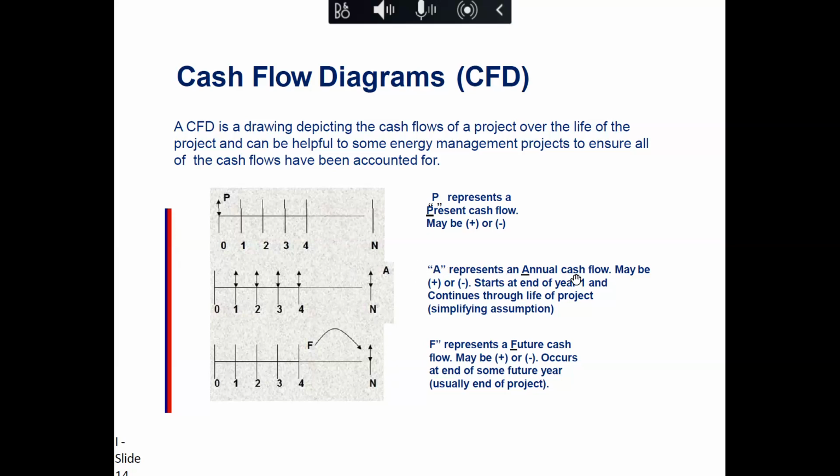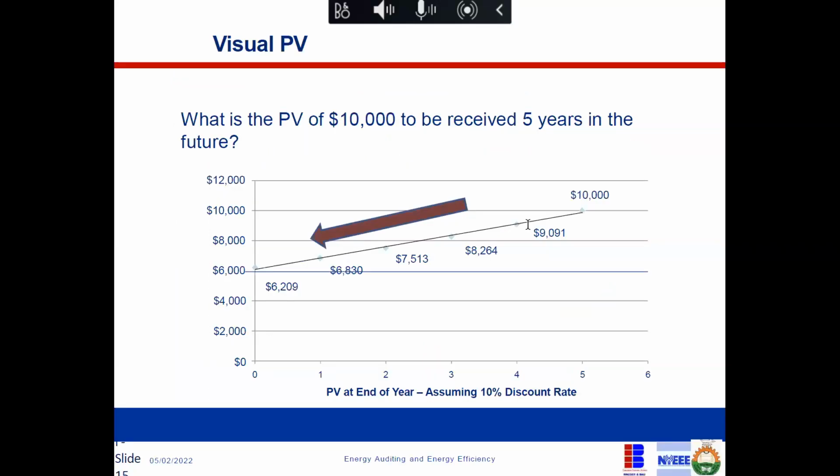A represents annual cash flow, F represents future value, and P represents the present cash flow. Any question? Are we following? Maybe a little bit boring, but it's okay. Now let's demonstrate that.